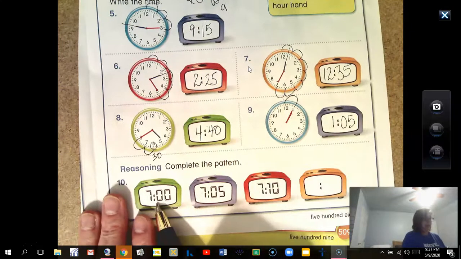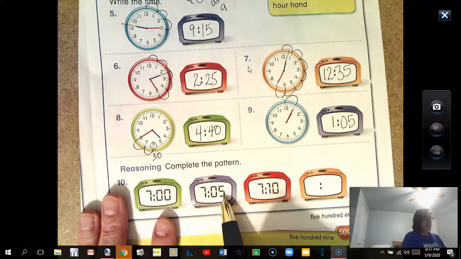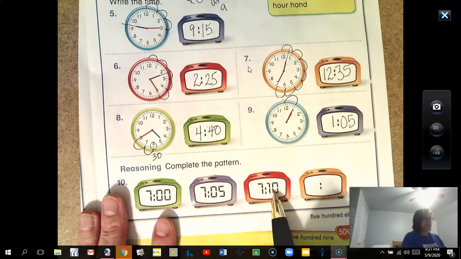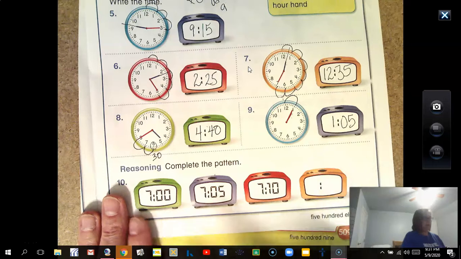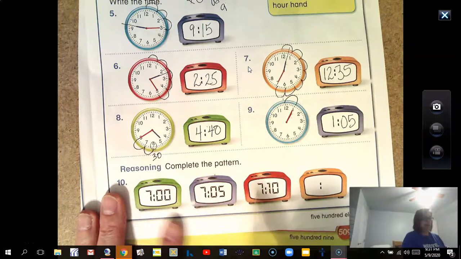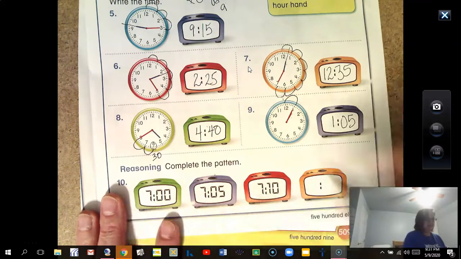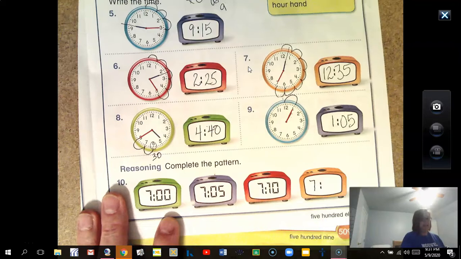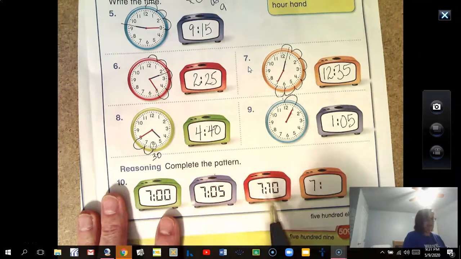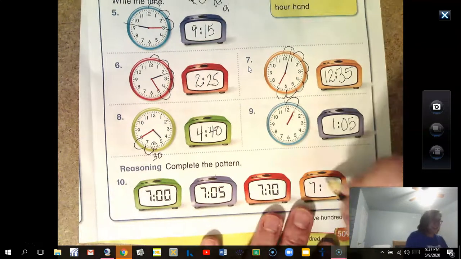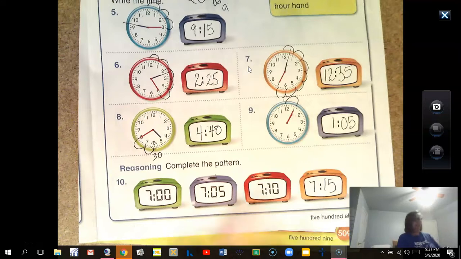Complete the pattern. 7 o'clock, 7:05, 7:10. What would this be? Well, let's look at the pattern. Let's look at the hours. What are the hours? 7, 7, 7. Now let's look at the minutes. 0, 5, 10. That's right. 15.